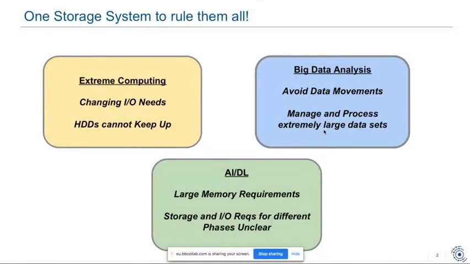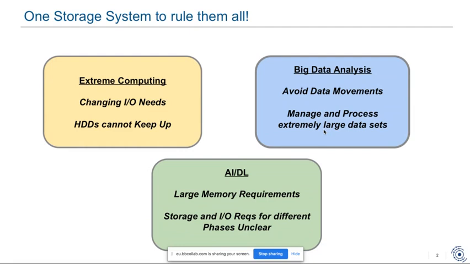So the main idea of the Sage 2 project is to tackle three areas. One is looking at classic extreme computing applications, which continuously have changing IO needs. And of course, existing hardware cannot keep up. There are very classic problems that every one of you is aware of.